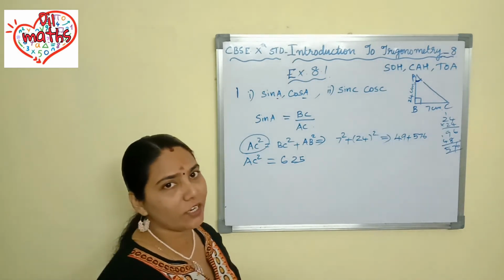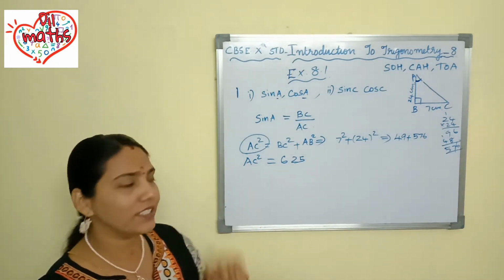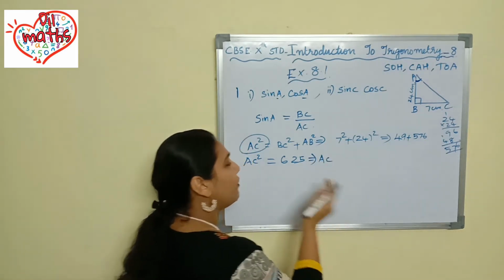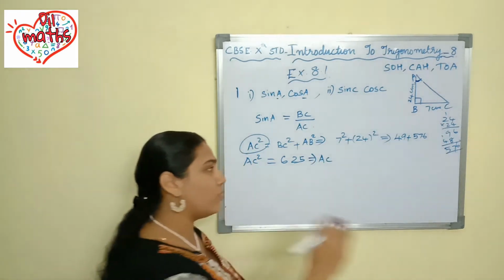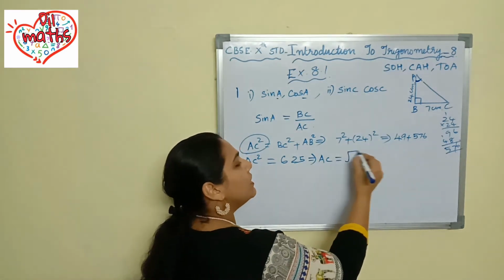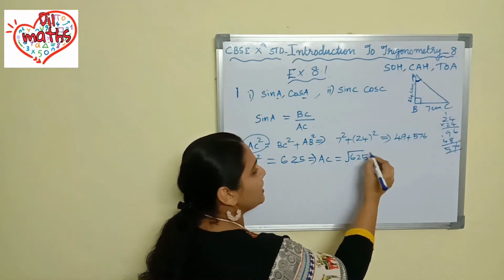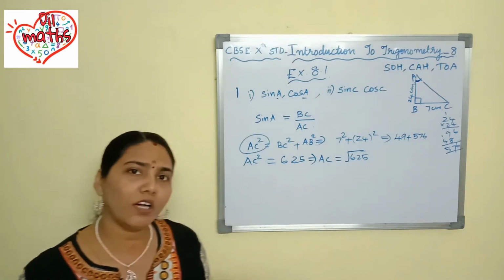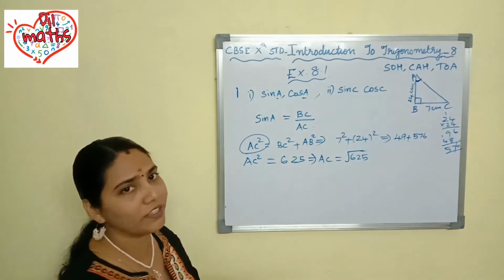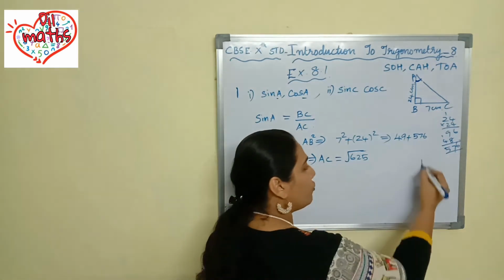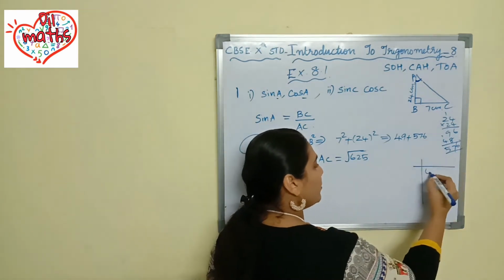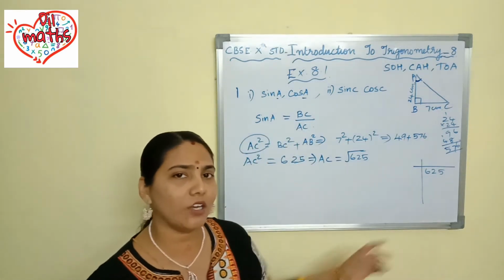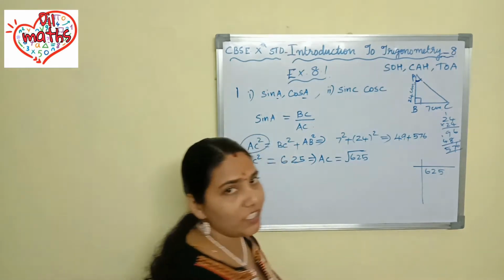But what should you find out? You should find out AC only. So what should we do? We should find the square root. If you take the square root on both sides, on the RHS it will become the square root of 625. I think many of you know the square root of 625. Those who don't know, I will tell you how to find it. You can use two methods, the prime factorization method and the long division method. I am doing the long division method here.